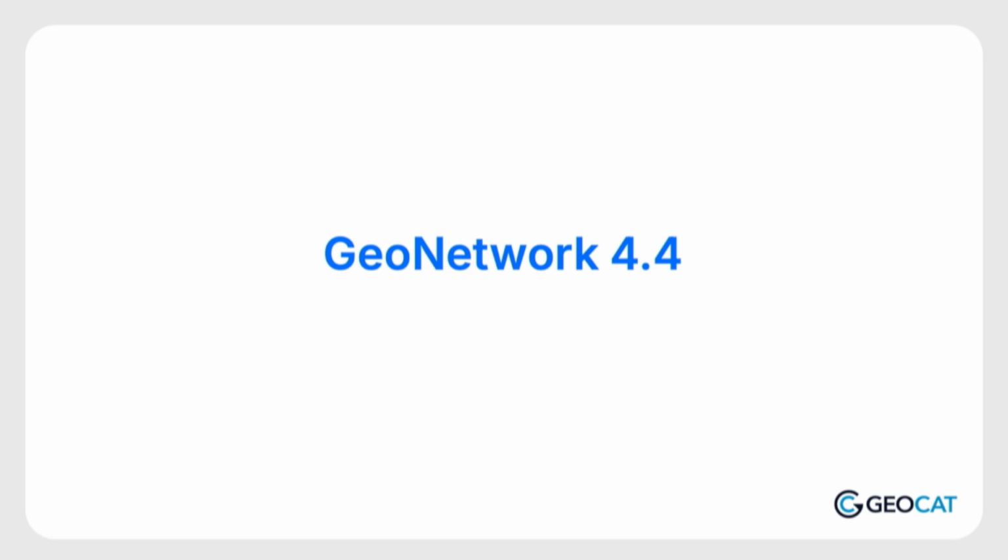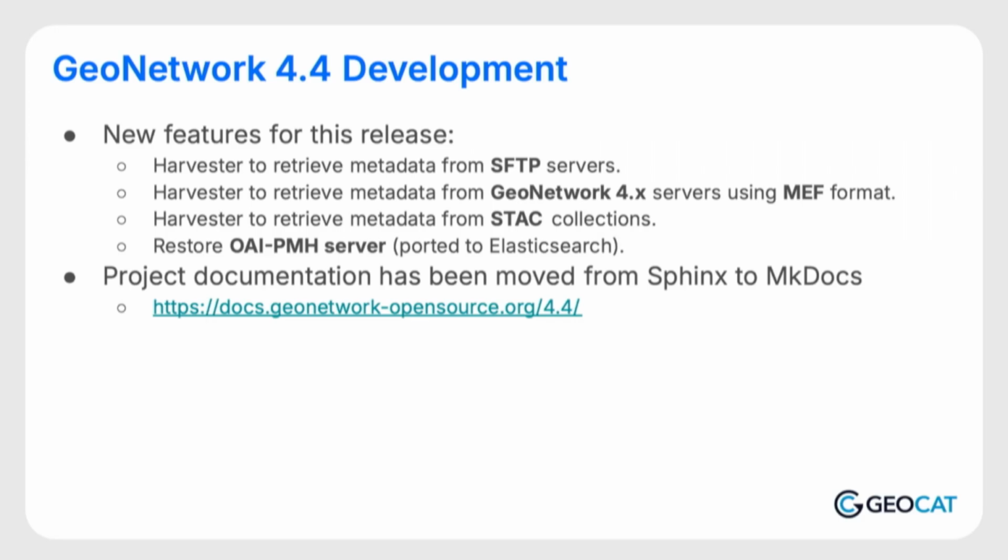Next up, we've got GeoNetwork 4.4. This is the current development branch where new features surface for use by our community. We've been doing a lot of work on harvesters and integration, so being able to retrieve data from SFTP servers or other GeoNetwork 4 servers using this metadata exchange format, which has the record along with all its attachments and thumbnails and so on, and also being able to retrieve records from these STAC collections.